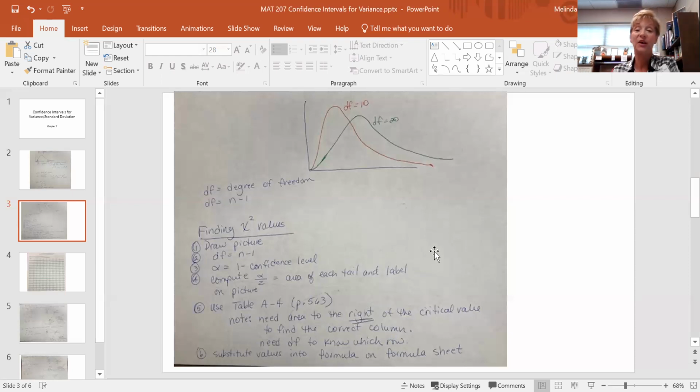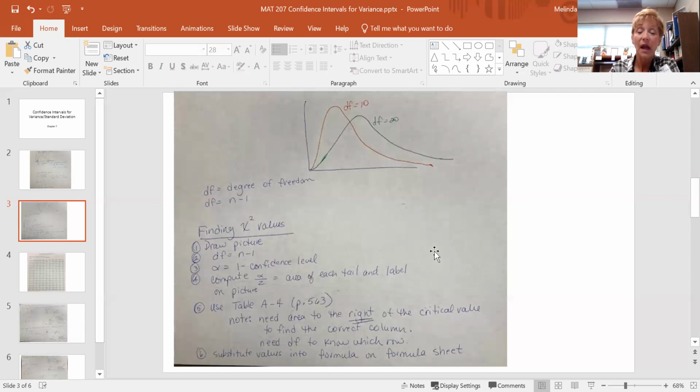Now, it tells you that at the top of the table, but notice that's a problem, because you remember when we were doing all that chapter 6, you kept having to have the area to the left, the area to the left, the area to the left. Well, this table is area to the right. So you got to be real careful that you remember that, but it does tell you that at the top of the table. So just read the table.